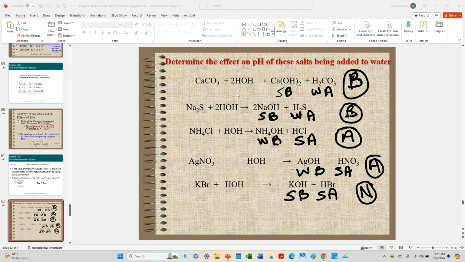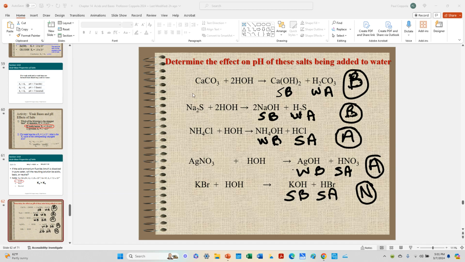We have an exchange of partners, and then looking at the products, you have to figure out which one is a strong base or a weak base, or a strong acid or weak acid. In this case, for example, it's strong base, weak acid, so the strong base wins out. How do I know that's a weak acid? Because it's not on the list of strong acids. So there will be questions like that.